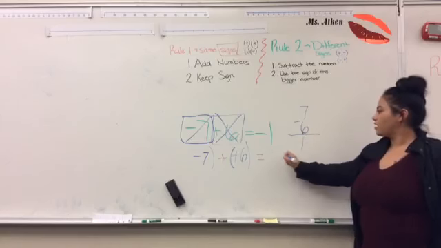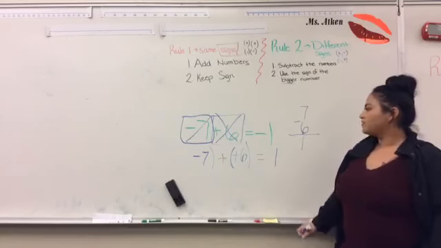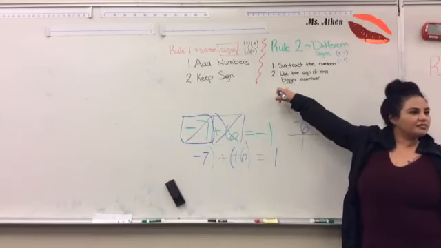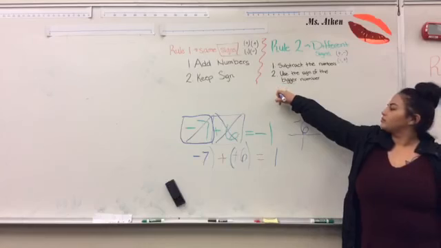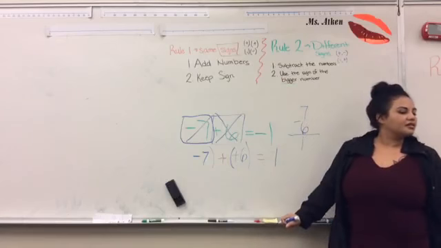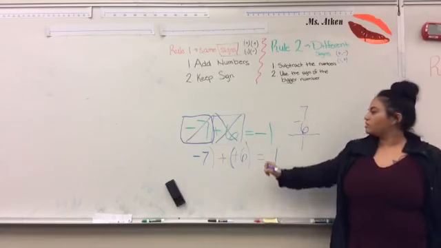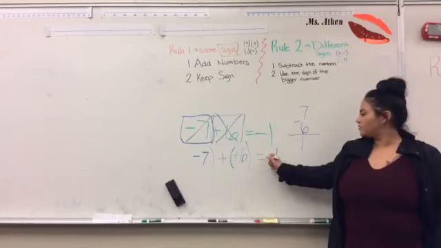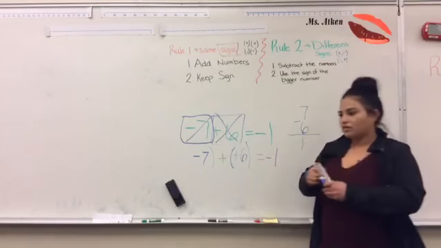1, okay? Now, Jennifer, what is step 2? Use the sign of the bigger number. Is the 7 bigger or is the 6 bigger? So, is it positive or negative? Negative. So our answer is -1.